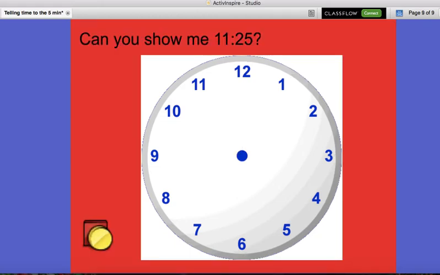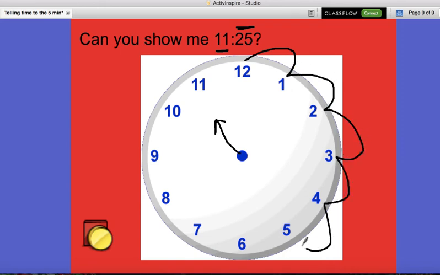Let's try one more. Our first number is our hour. Small hand to 11. This is our minute hand, our longer hand, to 25. 1, 2, 3, 4, 5, which is 5, 10, 15, 20, 25, which means our long hand is going to go to our 5.